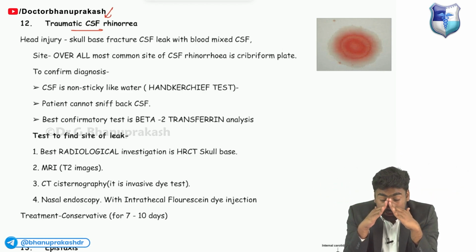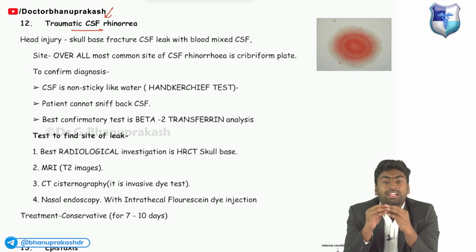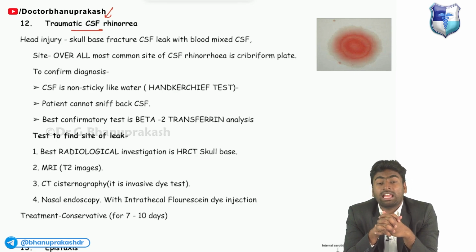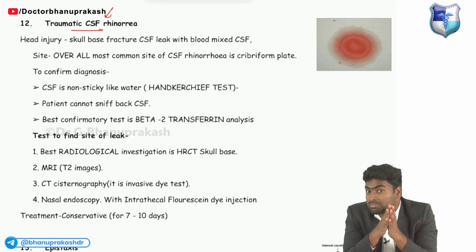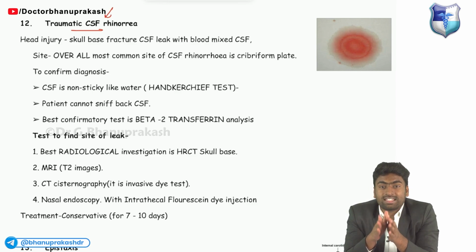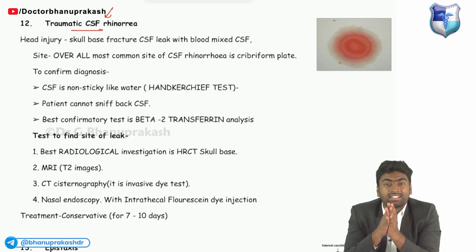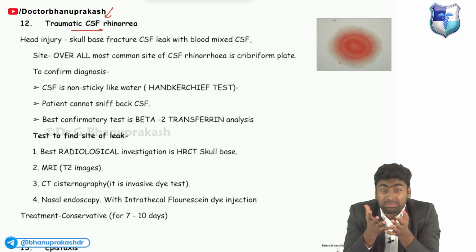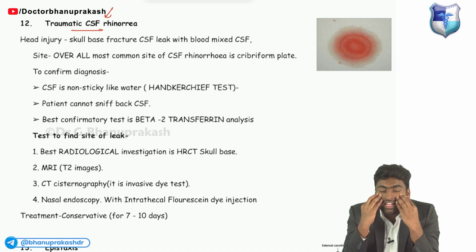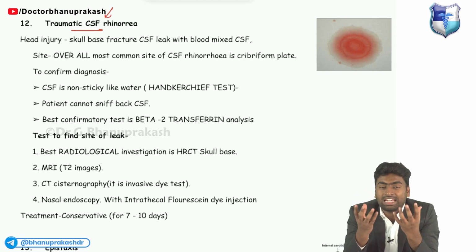Le Fort type 2, it is what? It is triangular in fashion and it will cause damage to the cribriform plate. And if there is any damage to the cribriform plate, it leads to leakage of the CSF along with blood. It is known as traumatic CSF rhinorrhea. Whereas type 3 Le Fort fracture, it is what? It is craniofacial dysjunction.